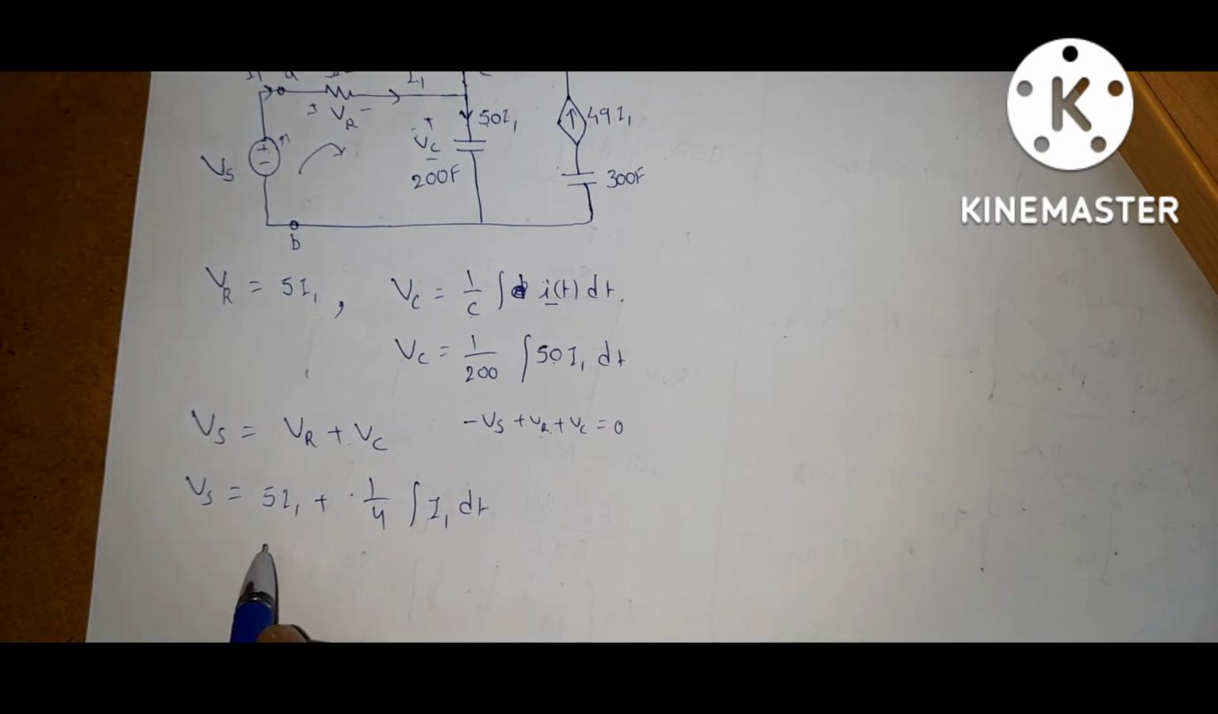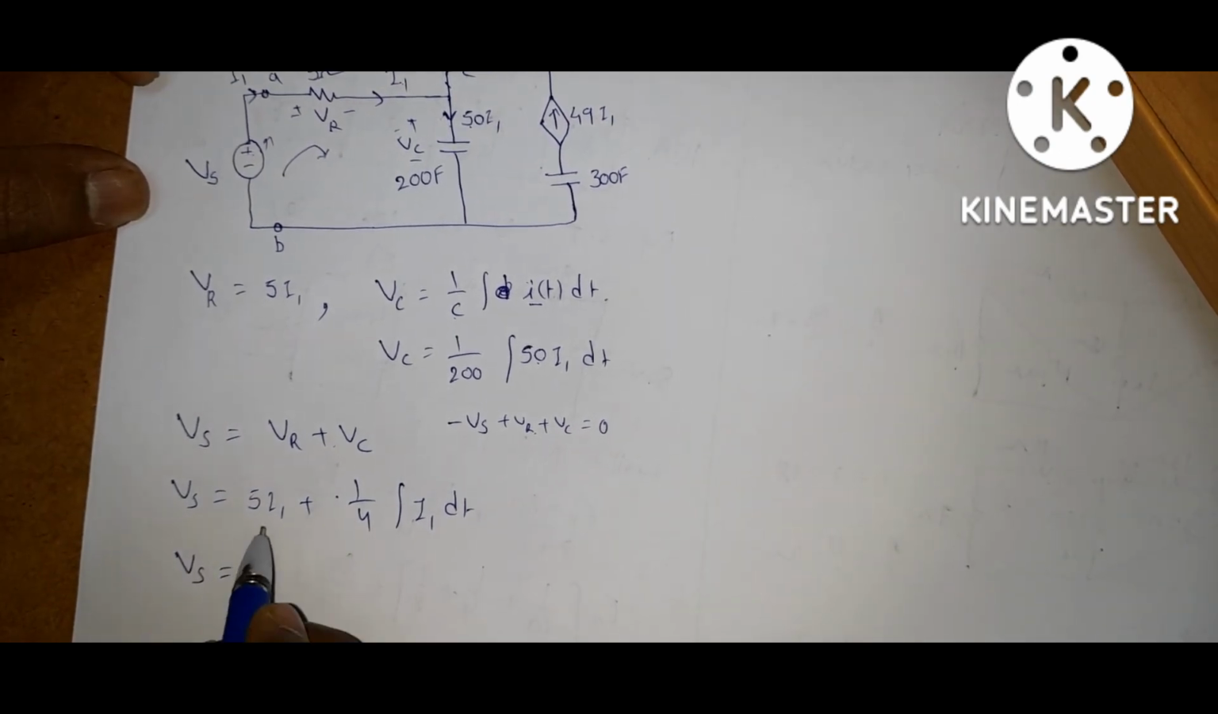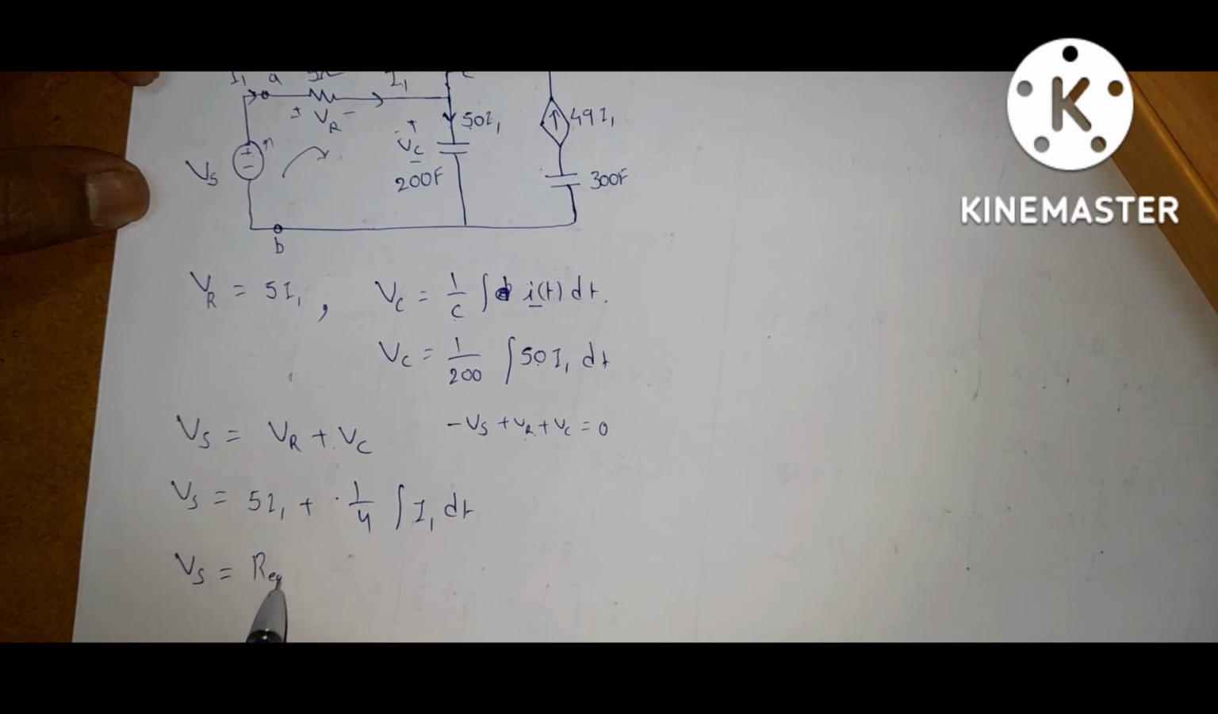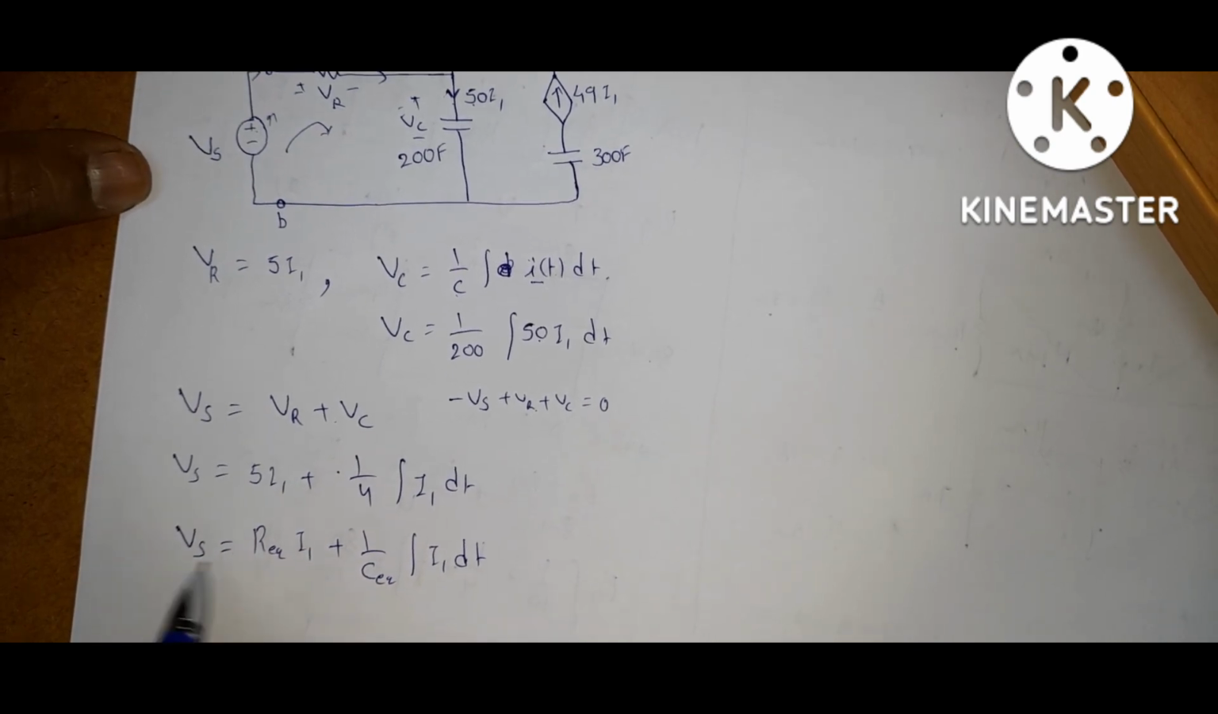If you observe here, this can be written as Vs is equal to R equivalent into I1 plus 1 by C equivalent into integral of I1 dt. Okay, so from this, what is C equivalent? C equivalent is equal to 4 farad.